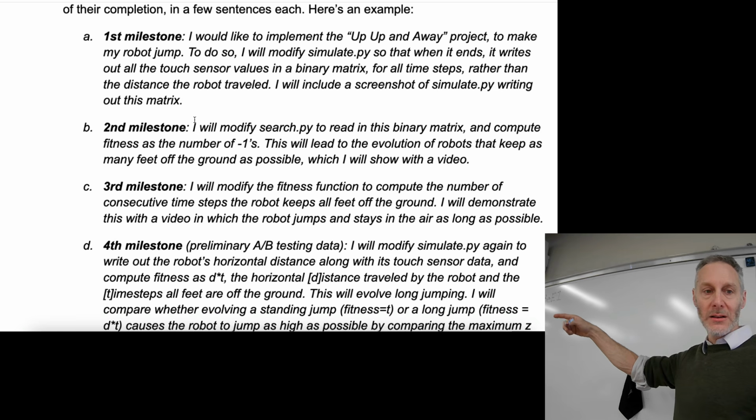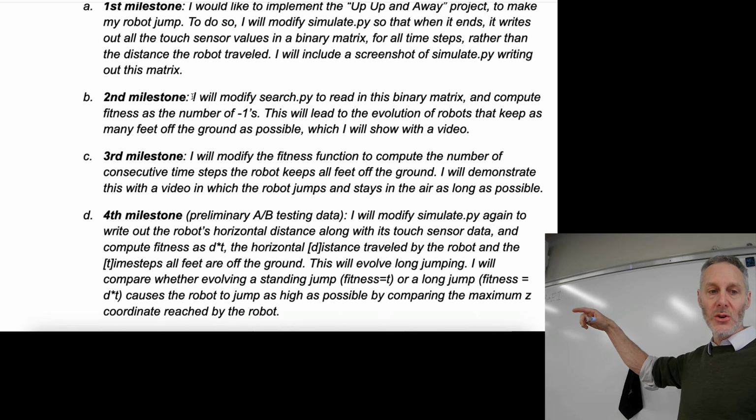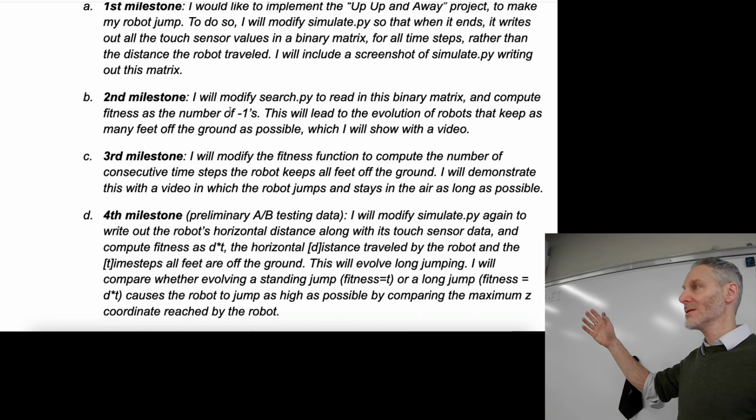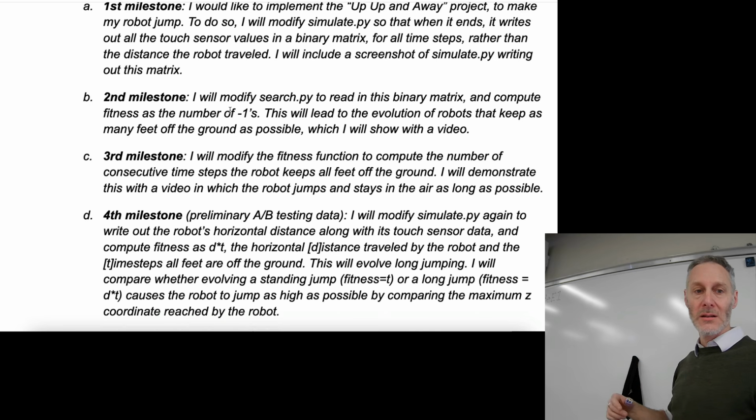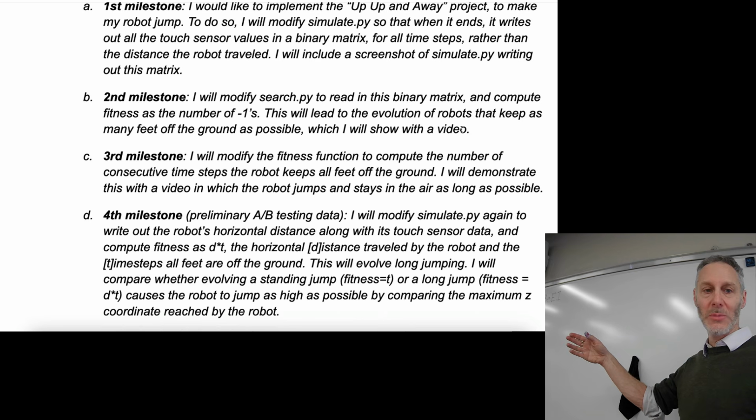The following week, they're going to propose the second milestone, which is in the second week they're going to modify search.py. They're now going to modify the evolutionary algorithm to read in the binary matrix, and compute fitness as the number of -1. So the number of touch sensors and the number of time steps for which touch sensors are not firing. So they're going to try and minimize touch information, stay off the ground for as long as possible. This will lead to the evolution of robots that keep as many feet off the ground as possible, which I will show with the video. So this is what they're proposing to do by the end of week 2.